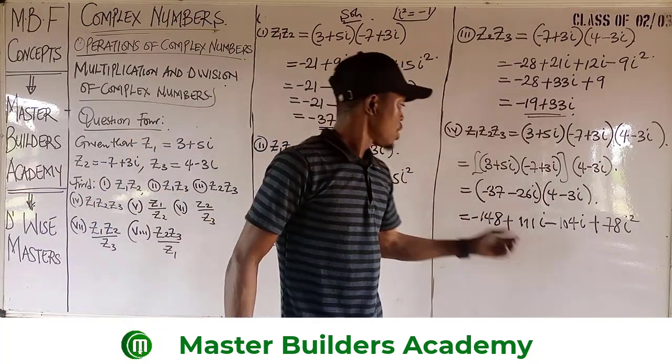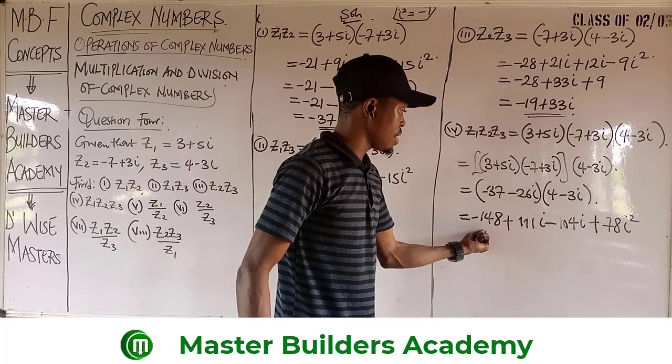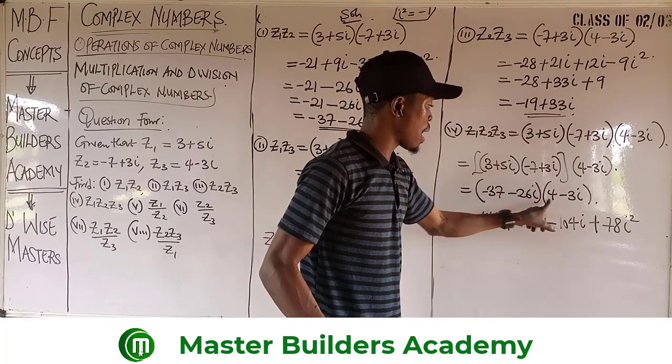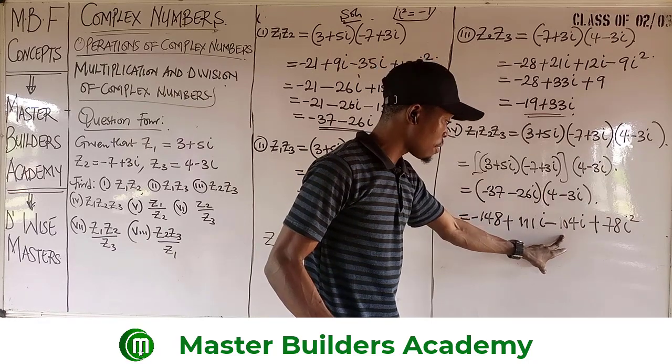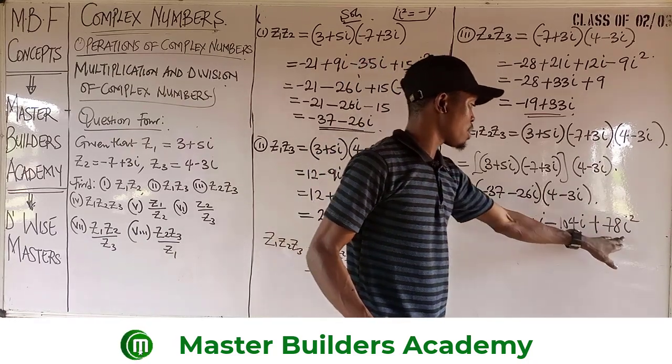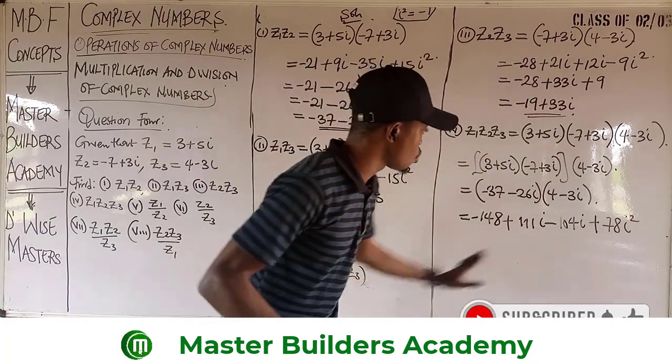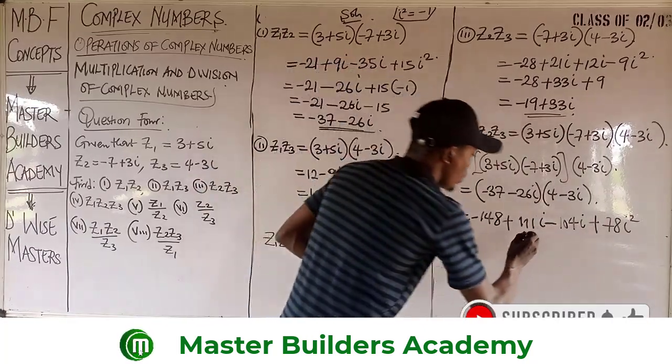This is what we have. This multiplied by this, we have this. This multiplied by this, we have positive 111i. Then this multiplied by this, we have 104. And then this multiplied by this, we have 78. Simple as that. All we just need to do now is add up the middle terms.